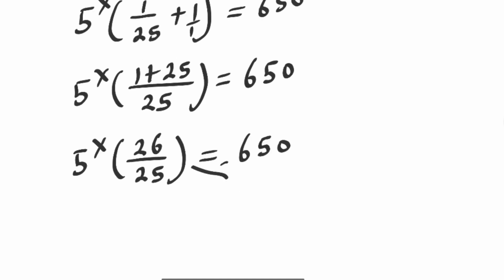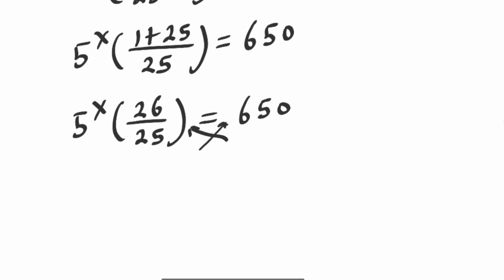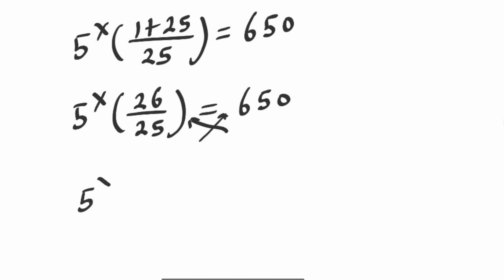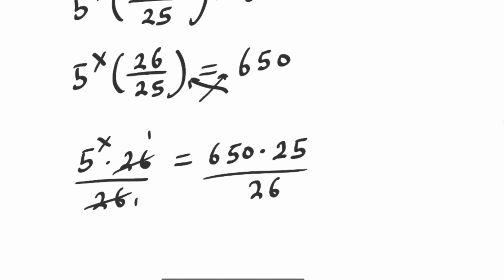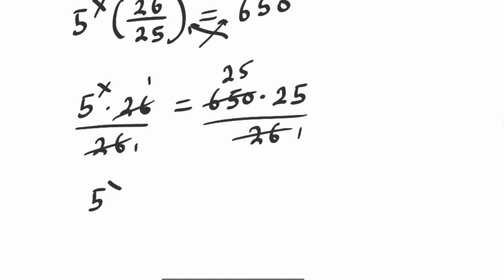From here, if you cross multiply, this will give 5 raised to power s multiplied by 26 is equal to 650 multiplied by 25. Let us divide both sides by 26. This divided by 26 and this divided by 26. 26 here 1, 26 here 1, 26 here 1, 26 here 25. 5 raised to power s is equal to 25 multiplied by 25.